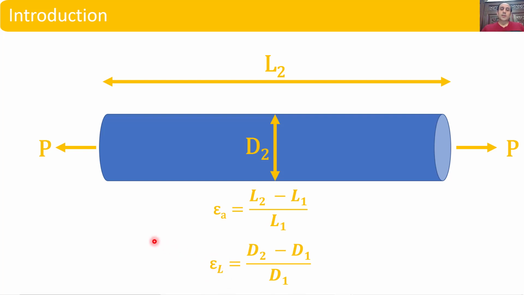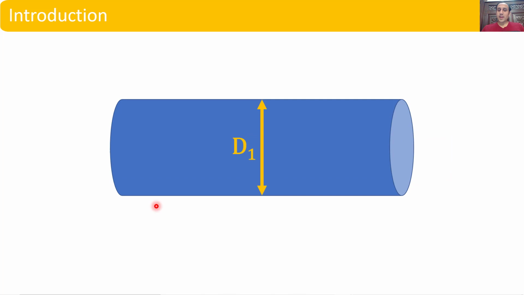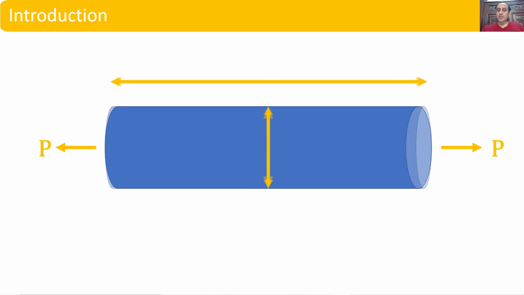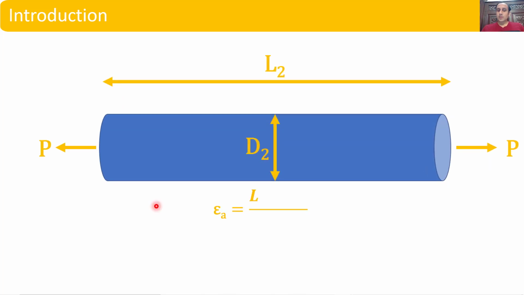Okay, so what will happen? One of those strains will be negative. Can you please tell me which of those strains, axial or lateral, will be negative and why? Lateral will be negative because the value of D2 is less than the value of D1. You can see that the value of D1 is greater as compared to the value of D2. So when we subtract D1 from D2, what will we get? We will get a negative value. So these are axial and lateral strains.